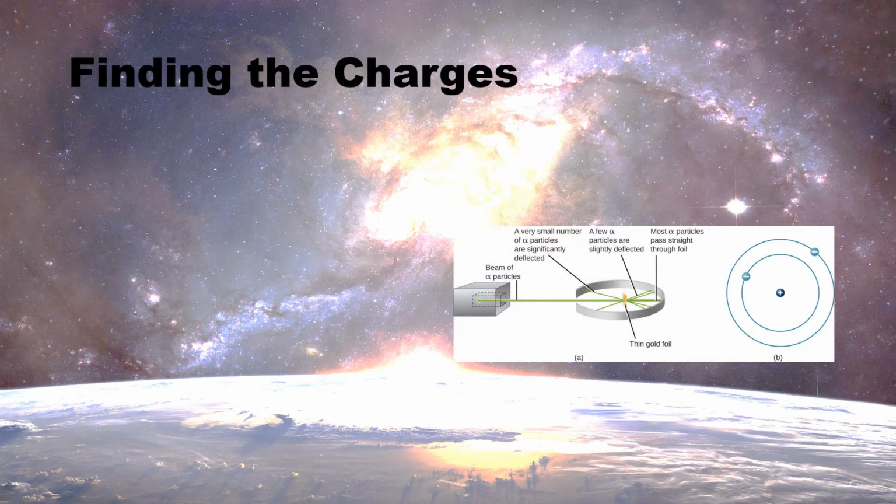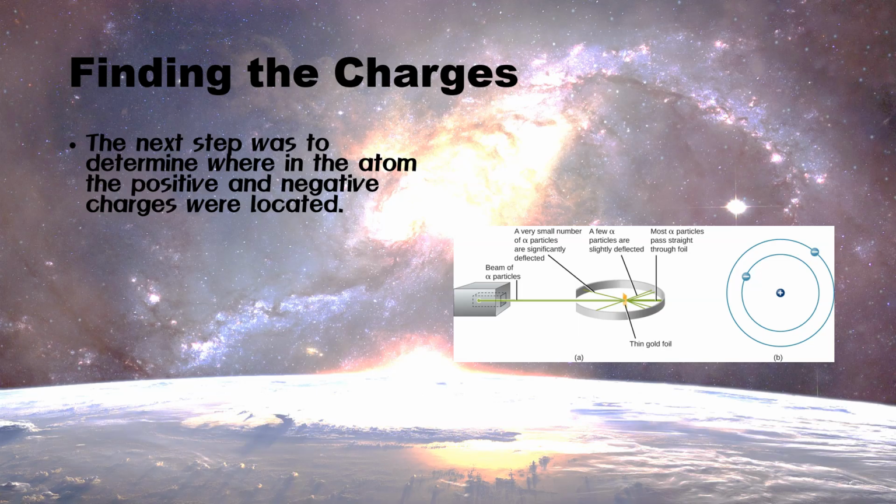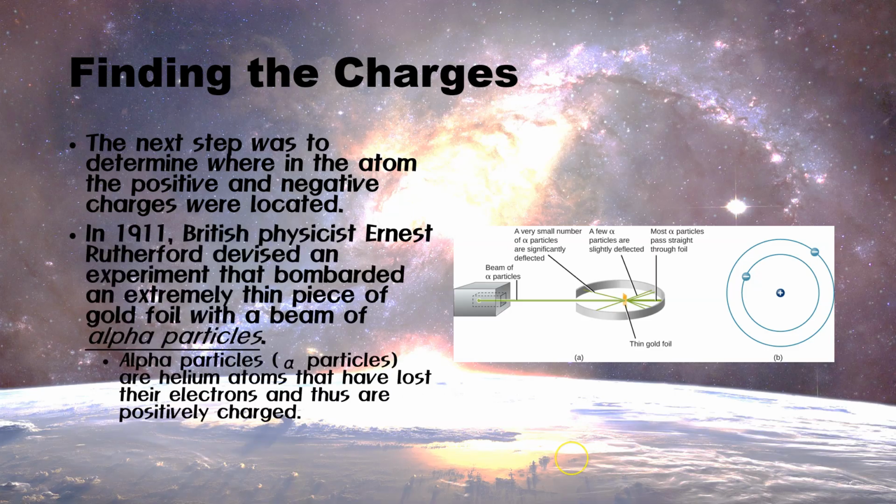So let's figure out, how do we find these charges? How do we actually know that electrons exist? Well, the next step after discovering that we have electrons is to determine where in the atom the positive and negative charges were located. In 1911, British physicist Ernest Rutherford devised an experiment that bombarded an extremely thin piece of gold foil with a beam of alpha particles. Now, alpha particles are helium atoms that have lost their electrons and therefore are positively charged.